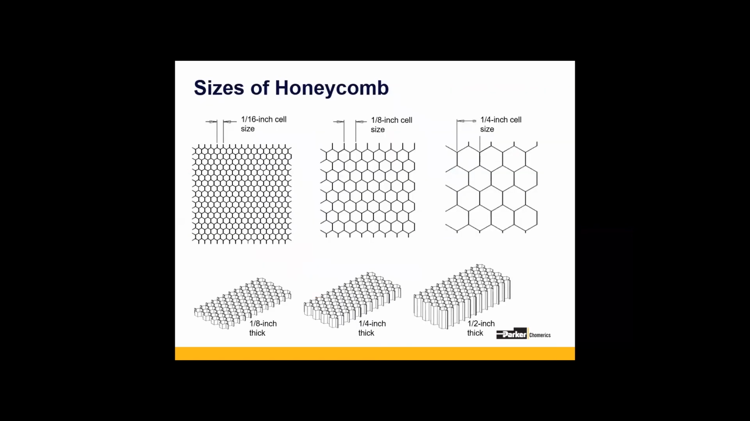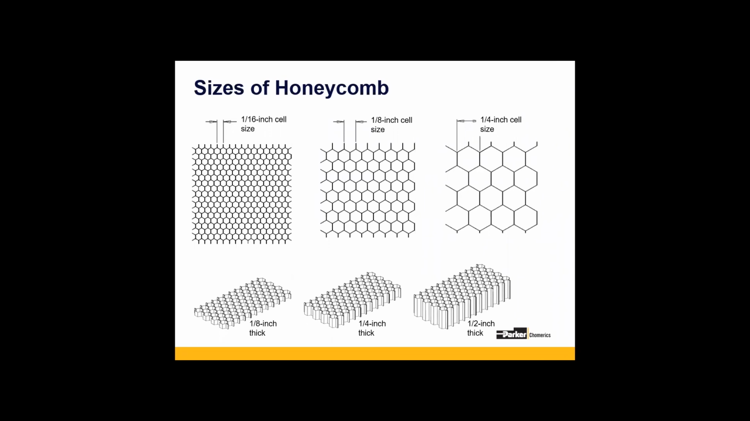Honeycomb is described in terms of two different size categories. The first is cell size and actually specifies the width of the individual cells. So as you can see on the top row, the honeycomb is hexagonal in shape, and the cell size is actually the measurement across each of the individual cells. The thickness on the bottom row is actually a measurement of the entire sheet of honeycomb material.